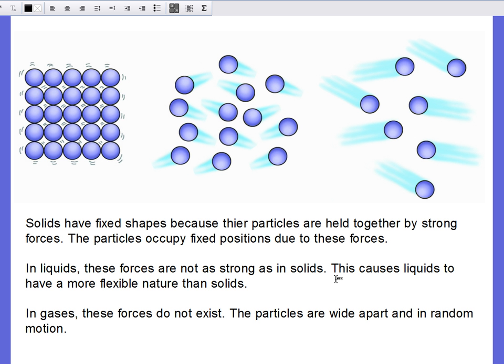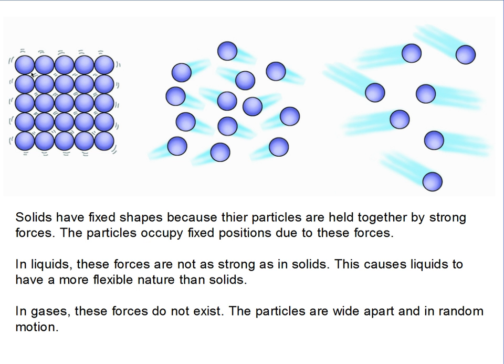Okay, so this is a further explanation. Solids have a fixed shape because their particles are held together by strong forces. These particles occupy fixed positions due to these forces. So these particles are in fixed positions. They do not move about, because they are being held together.